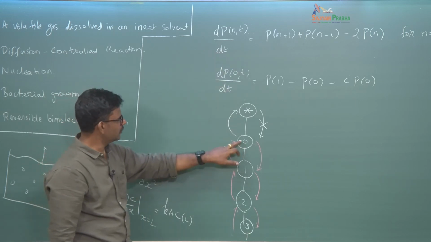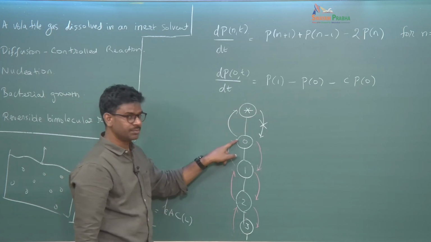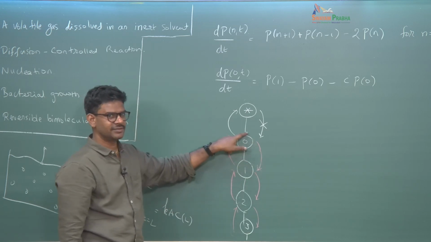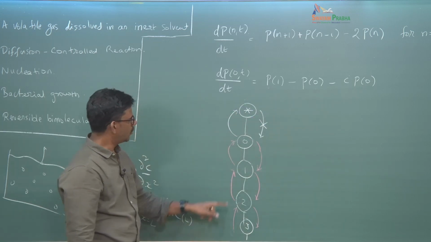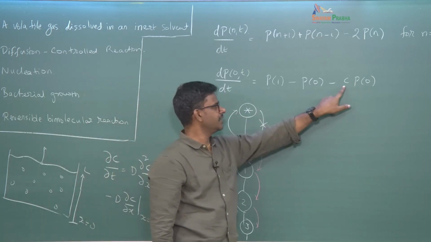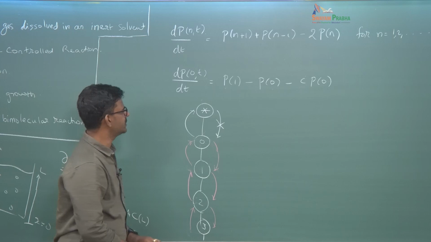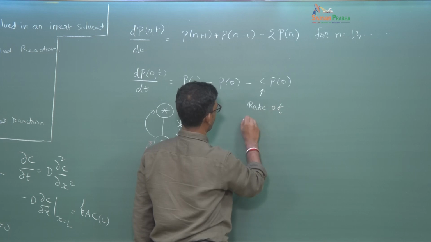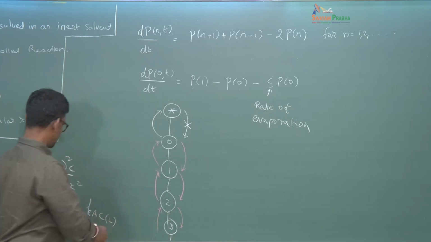So here what happens is, if you look at this 0 state, it is created when there is a forward jump from state 1 to state 0, and then it can also jump back. This is just a pure diffusion. So P1 is creating, this is destroyed. Now while you are at this state, it can also evaporate one way, so that is C times P of 0. So this C here is a rate constant to represent the rate of evaporation. This must be related to the mass transfer coefficient K here.